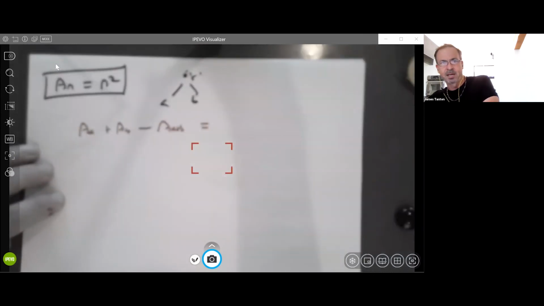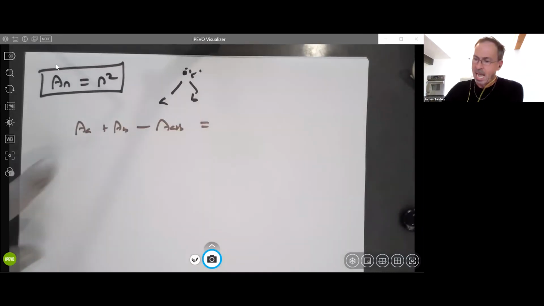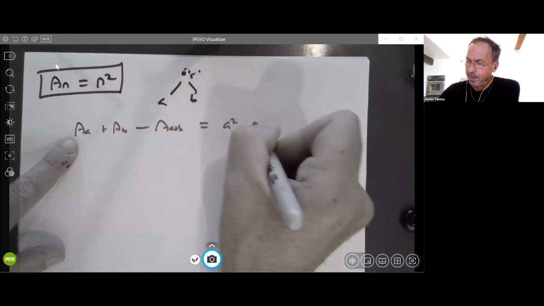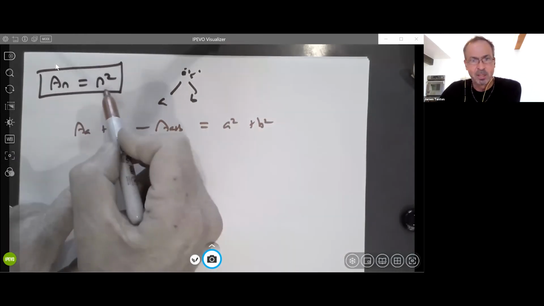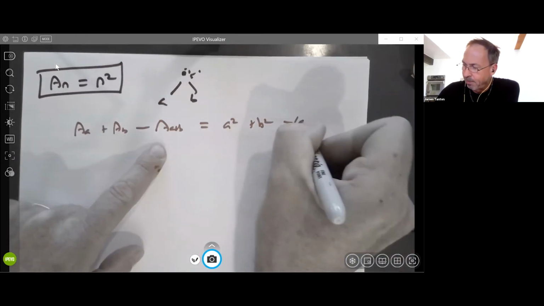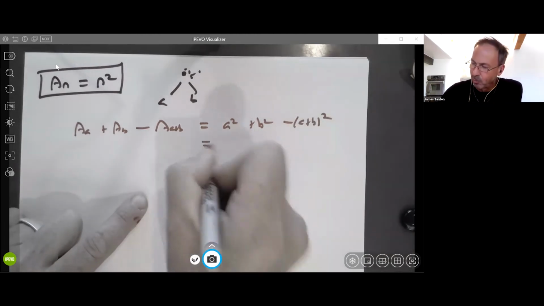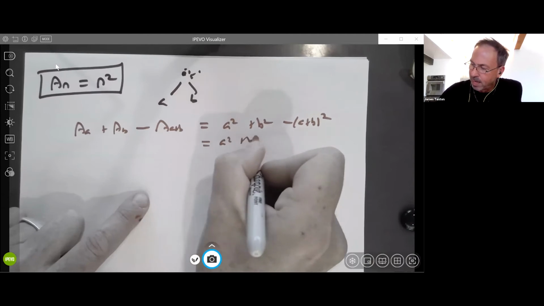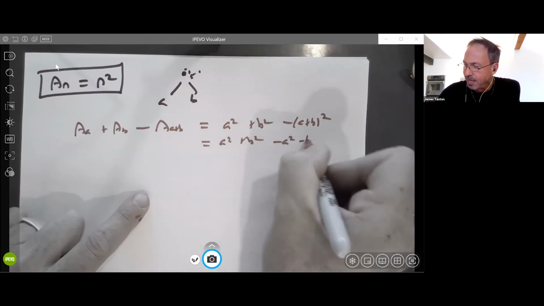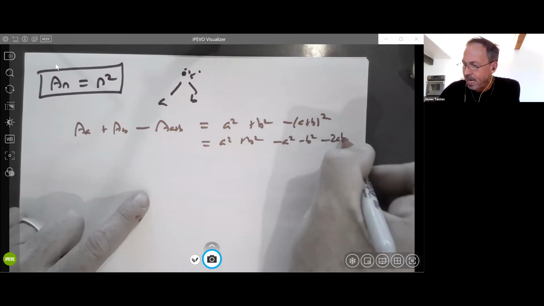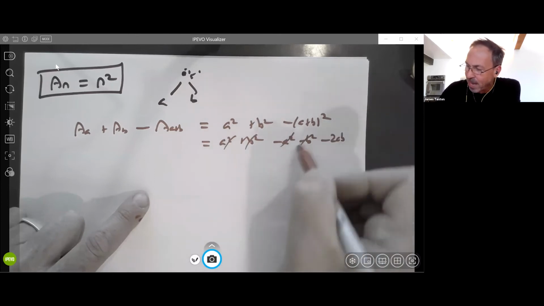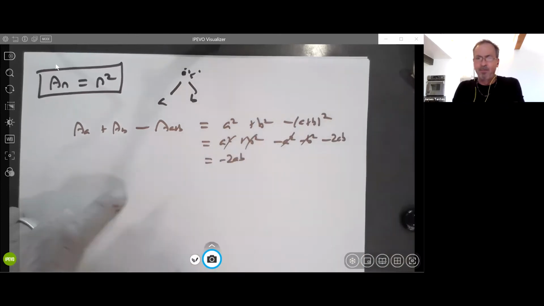If I actually work this out, let's do that. That's going to be the ath square number plus the bth square number, because that's my favorite sequence I'm playing with here, minus (a plus b) squared. It seems irresistible to do the algebra, so we do the algebra. So I get a squared plus b squared, let's expand that out, minus a squared, minus b squared, minus 2ab. Stuff cancels, and I'm left with negative 2ab.